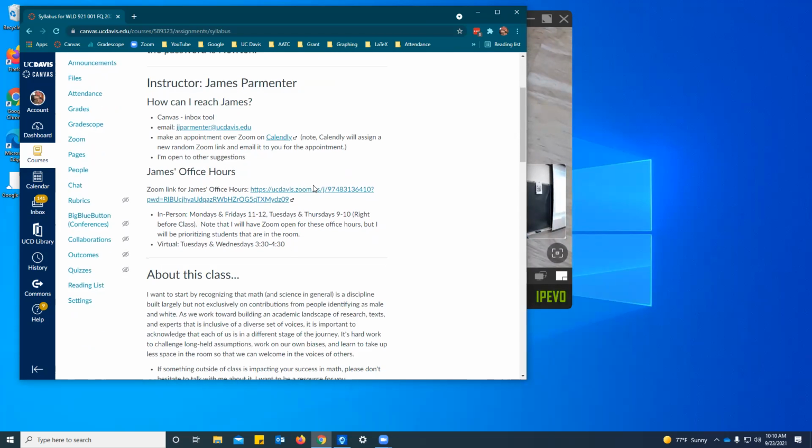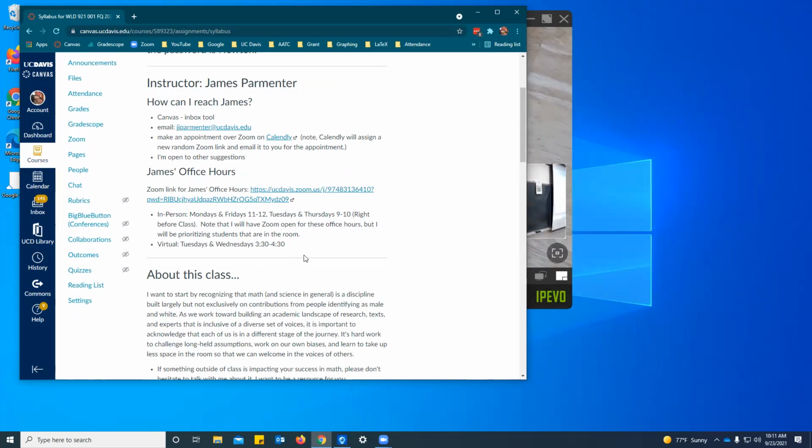Office hours are also in person. I have in-person office hours before class on each day, from 9 to 10, starting next week, because today's over as far as that's concerned. And also on Monday and Friday in this room from 11 to 12, it says right there. And then I also have virtual office hours Tuesdays and Wednesdays from 3:30 to 4:30. That might change, it might not.